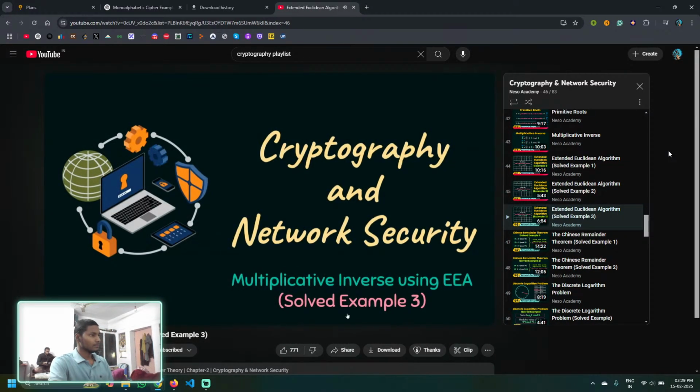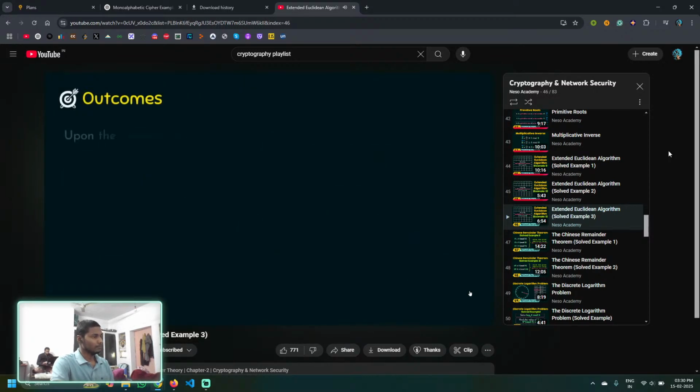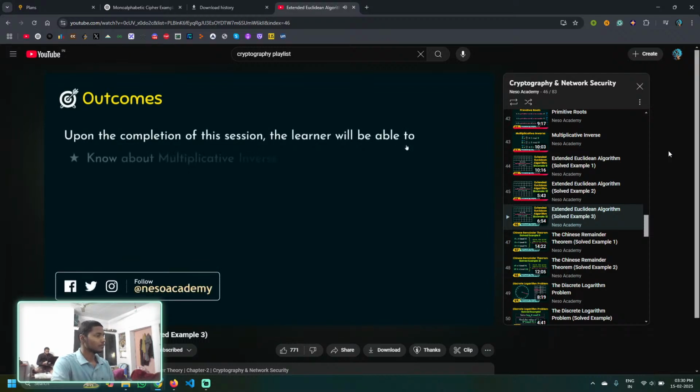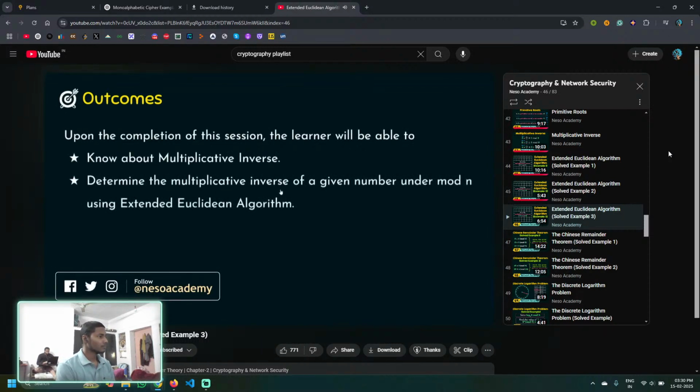Hello everyone, welcome back. In this presentation, we will see solved example number 3 in multiplicative inverse using the extended Euclidean algorithm. As usual, let's start the session with the outcomes. Upon the completion of the session, the learner will be able to, outcome number 1, know about the multiplicative inverse, and outcome number 2, determine the multiplicative inverse of a given number under mod n using the extended Euclidean algorithm.